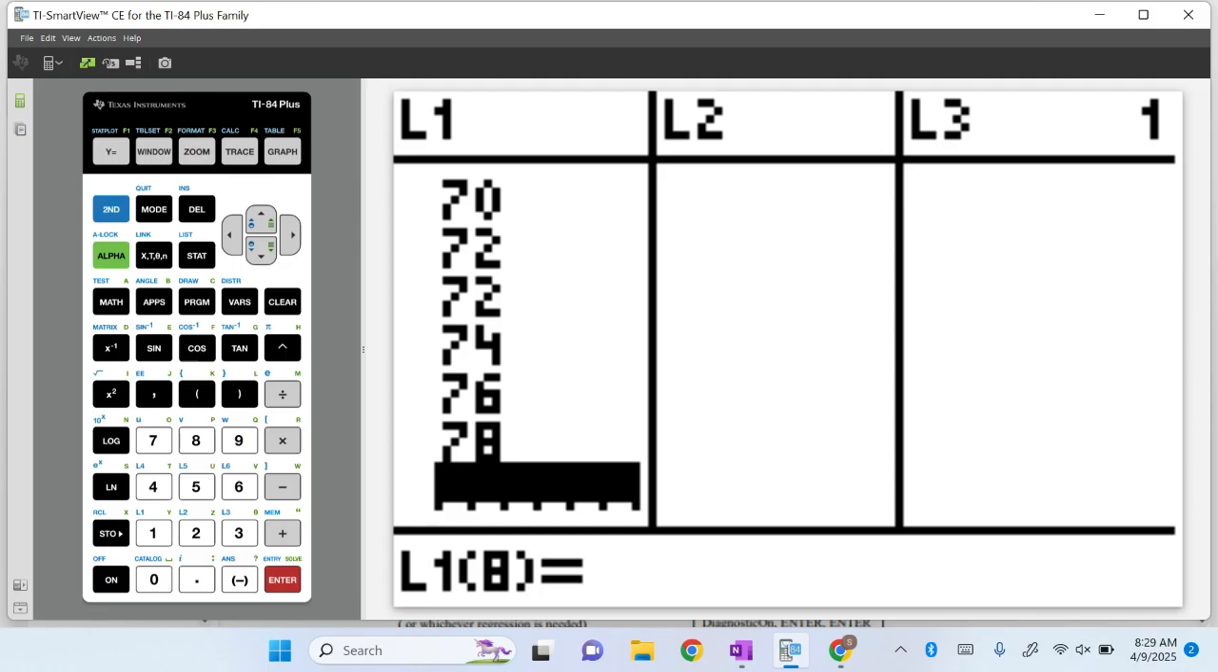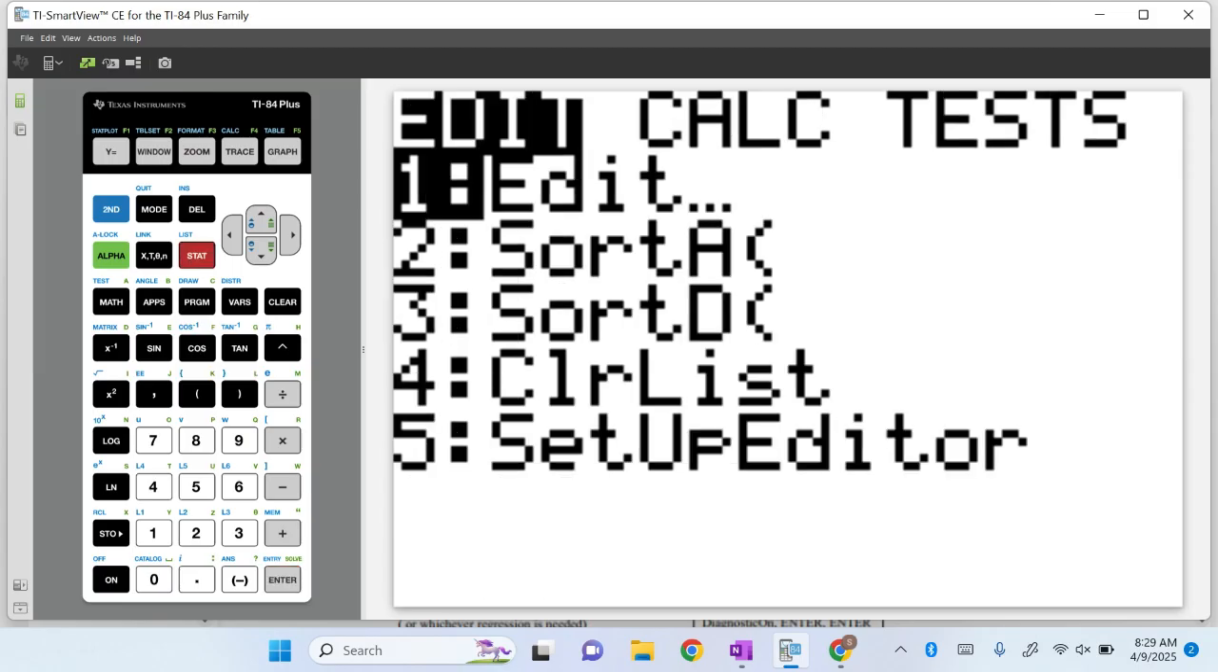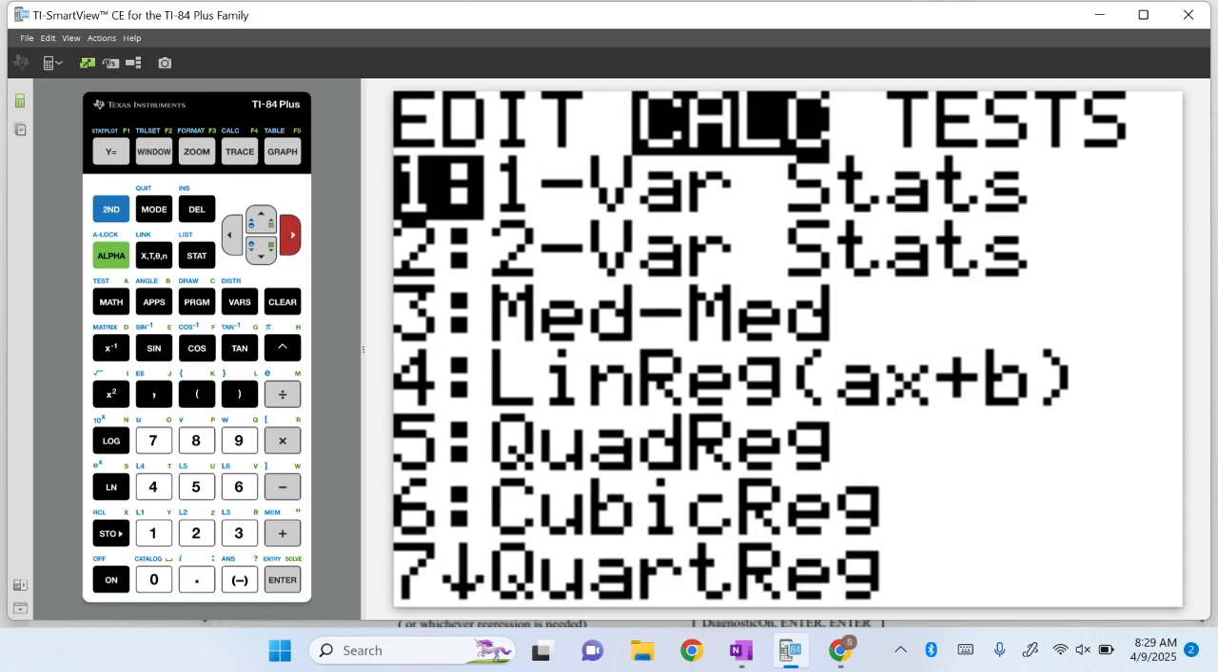All right, now this is where the steps on your green paper come in handy. So the next thing you're going to do is you're going to hit stat again. You're going to hit the right arrow key so that calc is highlighted. So now we're doing the calculation side of it. And this is probably the easiest thing for you to remember. Do you see how this top one says one variable stats? That's what one var stats means, one variable stats. All you're going to do is hit enter.